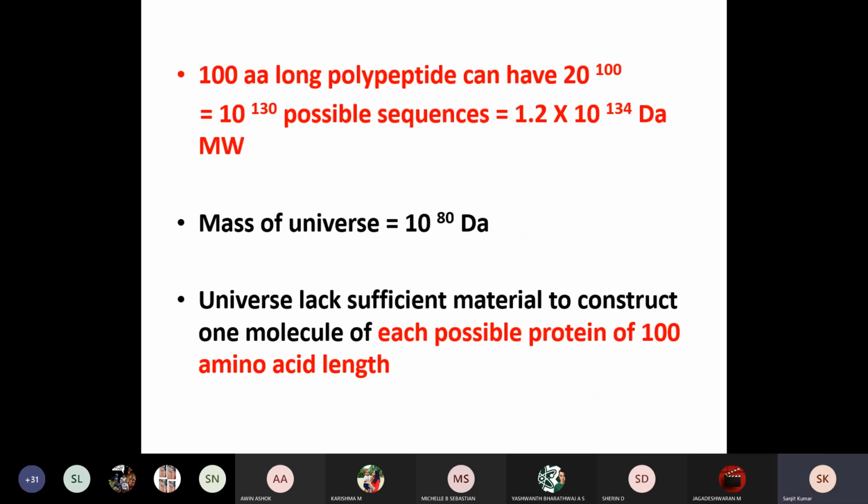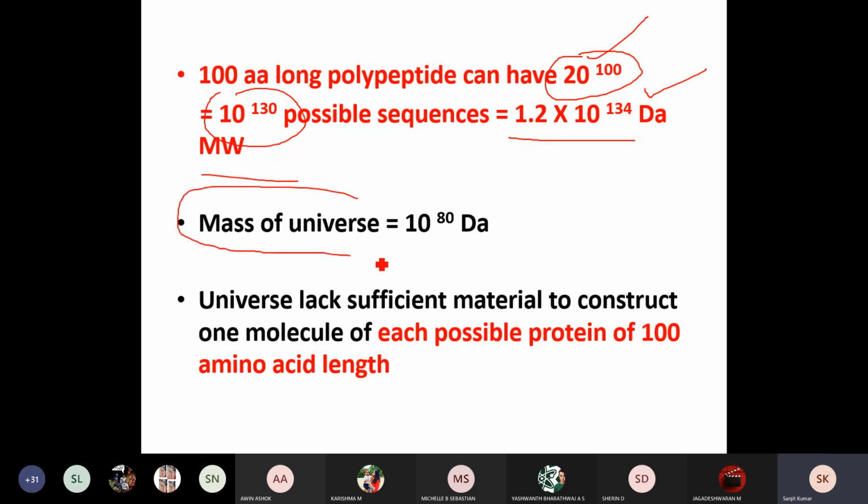So how complicated is a protein? Just think: a 100 amino acid long peptide can have 20 to the power 100 possible sequences, about 10 to the power 130. That means a molecular weight of 1.2 into 10 to the power 13 Daltons, while the mass of the universe is 10 to the power 80 Daltons. Just think how delicate and complicated proteins are. The universe does not have sufficient material to construct one molecule of each possible protein of 100 amino acid length.